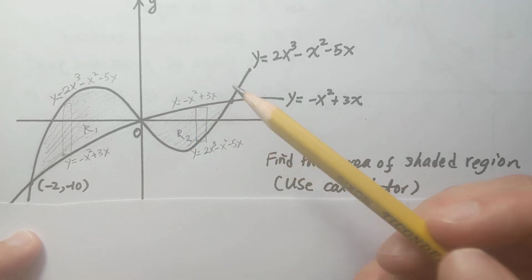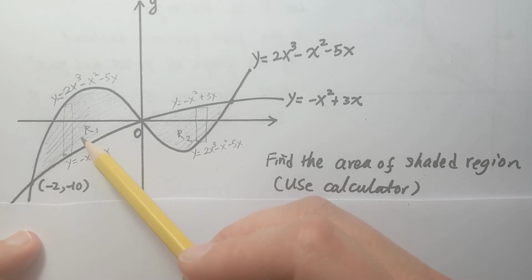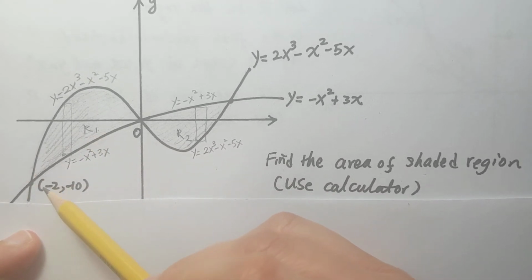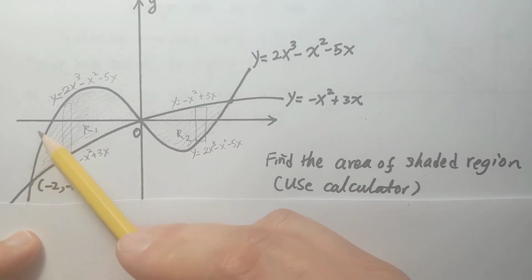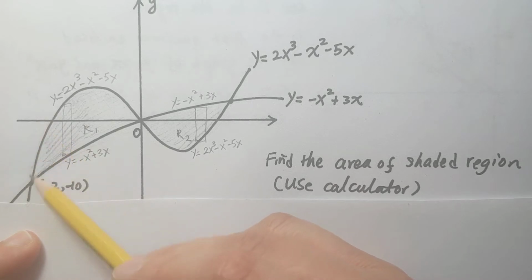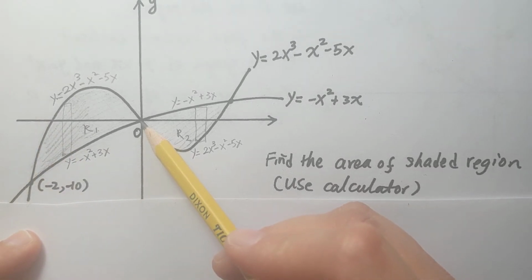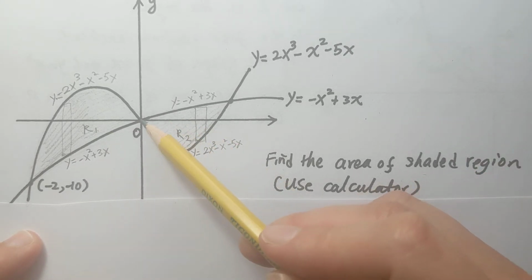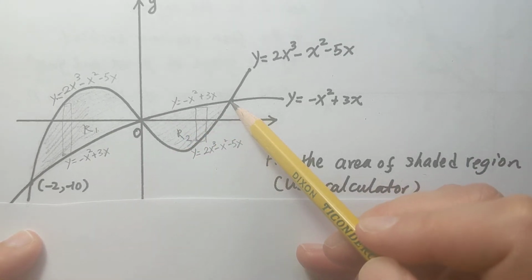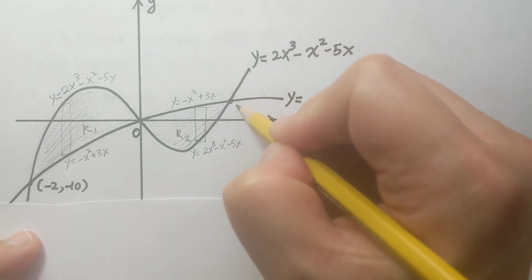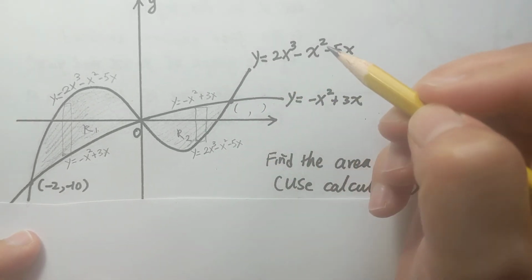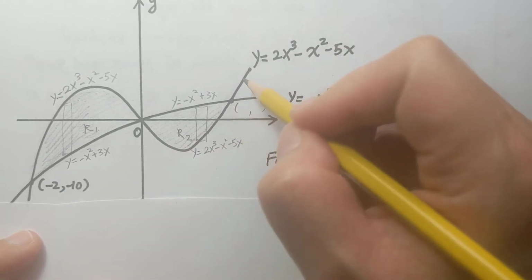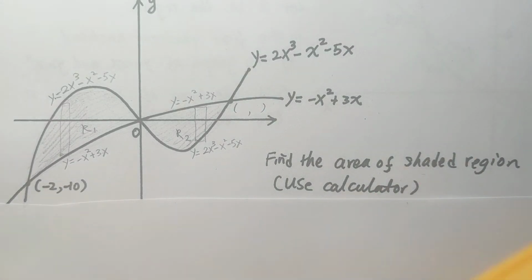Right now, if you want to find the area of R1, it's going to be the integral from negative 2, the x value, to 0, of top function minus bottom function. And over here it is from 0 to this point. Now here, we don't know the x value, so we have to find the point of intersection. So we are going to use the calculator.